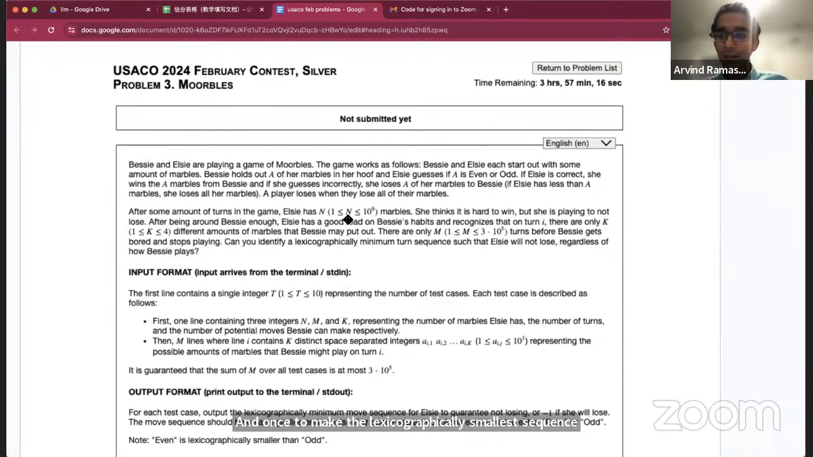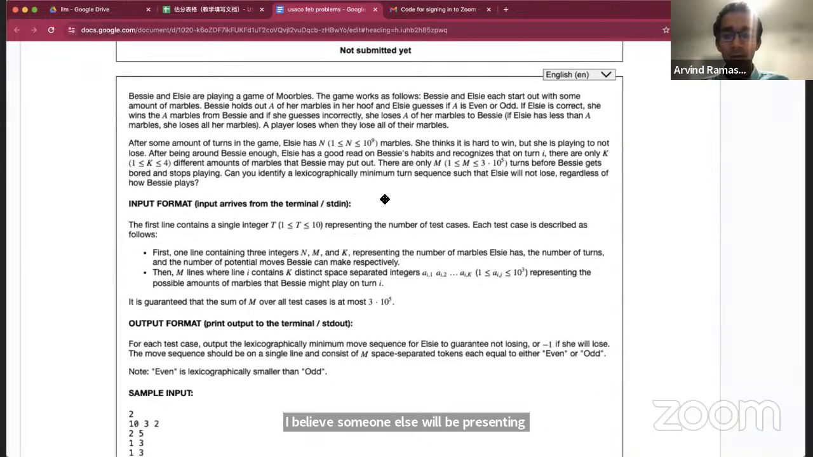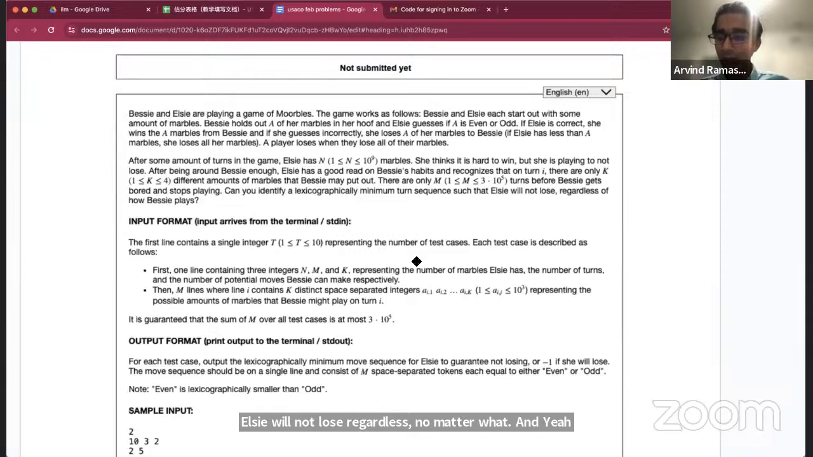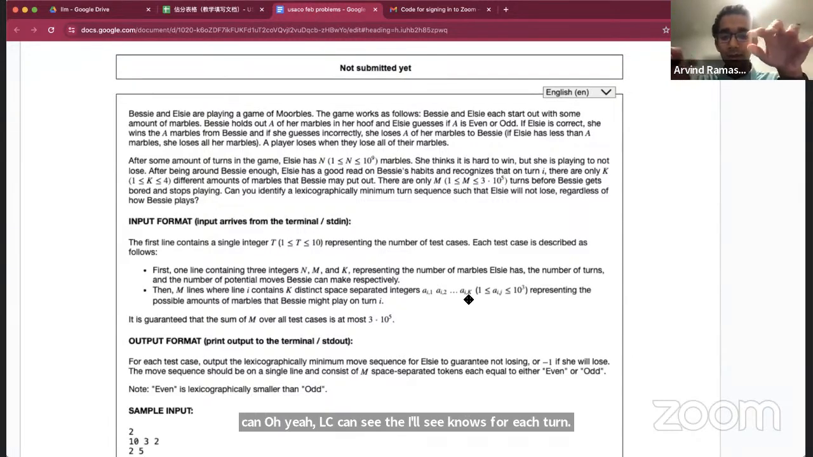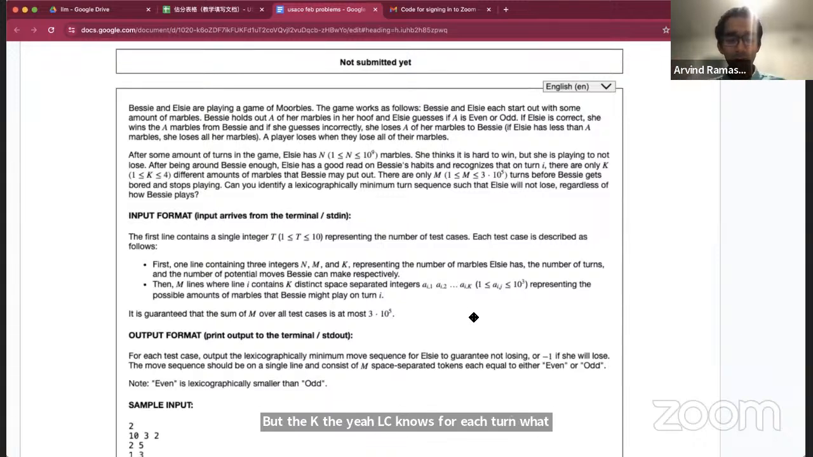Yeah, this is problem 3. I believe someone else will be presenting too. So this is asking to find a lexicographically minimum turn sequence so that Elsie will not lose regardless, no matter what. Basically Elsie knows for each turn what marbles Bessie might pick, right?